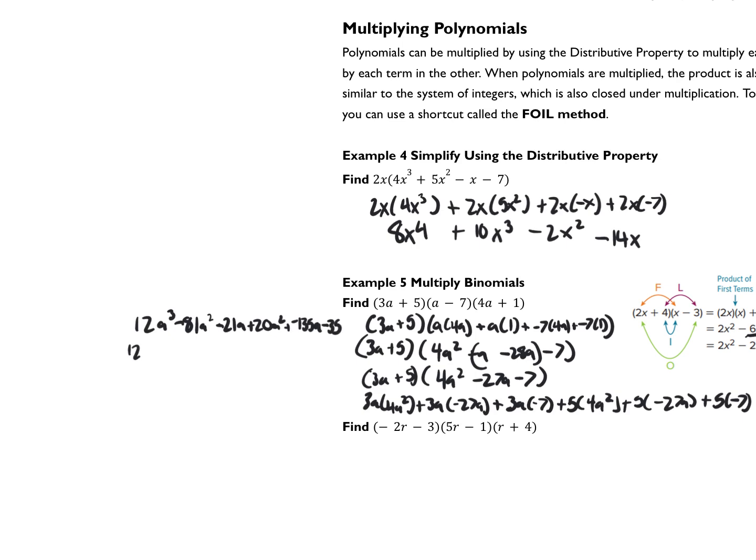So 12a cubed, I got some like terms. I got the negative 81a squared and the positive 20a squared. So put those together to make negative 61a squared. And then I got some more like terms. I got the negative 21a and the negative 135a. So put those together and make negative 156a, and then minus 35, and that's our final answer. All right.